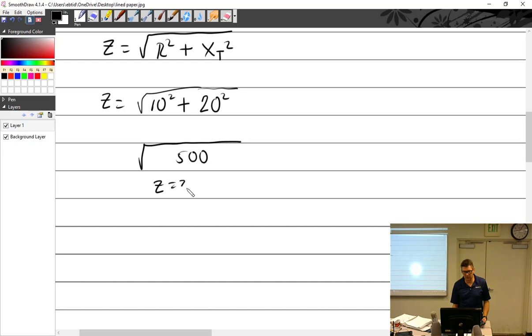So Z equals 22.36. What is Z again? It's the hypotenuse, and it is the impedance. A vector sum, a vector which has both direction and magnitude. So that is 22.36 ohms of impedance. And now we've hit the peak. We're going to go back down.